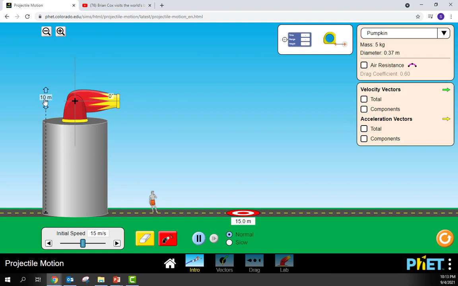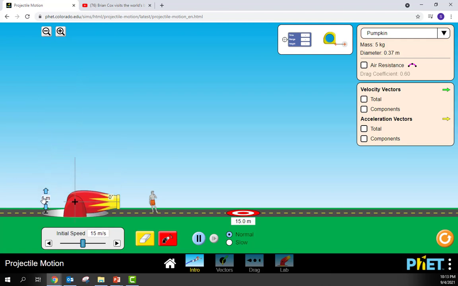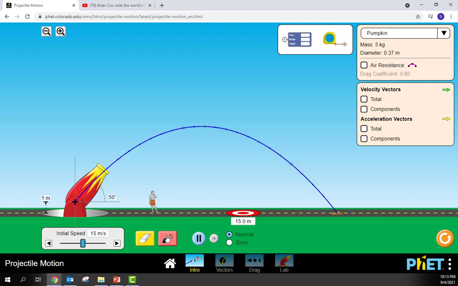I'm going to begin by just moving this downward and then tilting it upward. And what you see is the path of the projectile is a parabola. Now, I do need to say that right now we are ignoring air resistance. If we put air resistance on, we can see that the path is vaguely parabolic, but it doesn't go as high, nor does the projectile go as far.